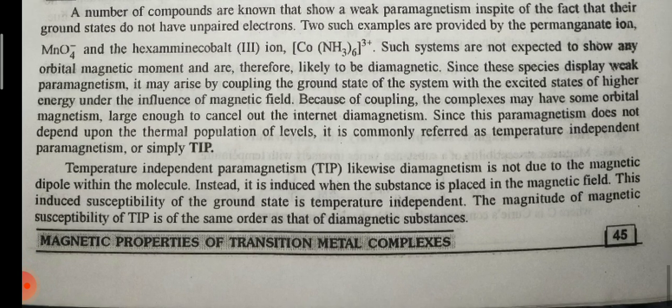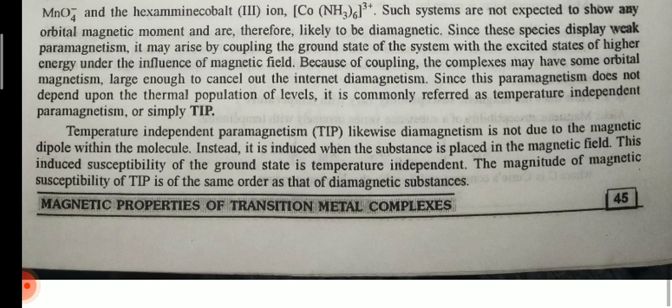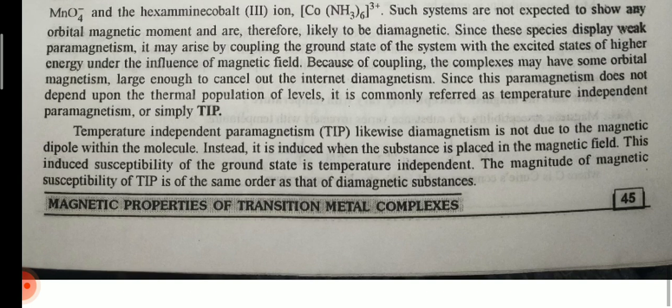Temperature independent paramagnetism, TIP, like diamagnetism, is not due to a magnetic dipole within the molecule. Instead, it is induced when the substance is placed in a magnetic field. This induced susceptibility of the ground state is temperature independent. The magnitude of the magnetic susceptibility of TIP is of the same order as that of diamagnetic substances.